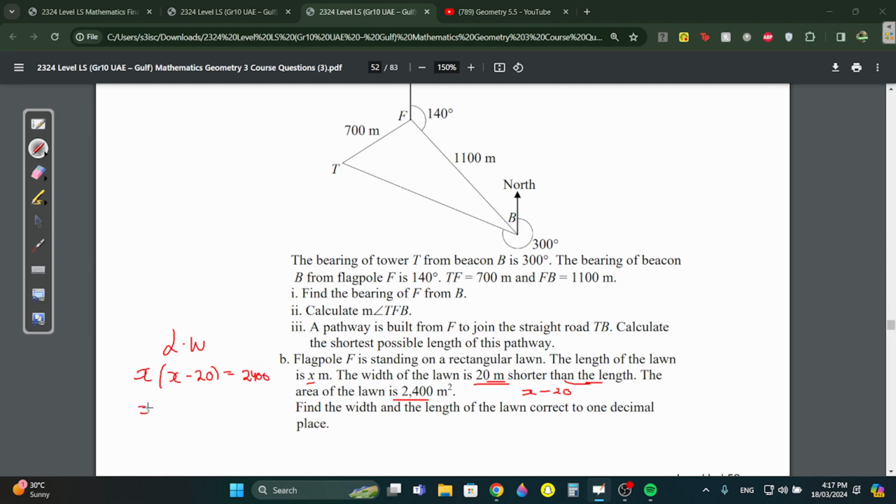Obviously, you have to expand it. x times x is x squared. x times minus 20 is minus 20x, equals 2,400. How do you solve this? It's a quadratic, so you have to take everything to one side. It will be x squared minus 20x minus 2,400 equals 0. You have to use the quadratic equation.